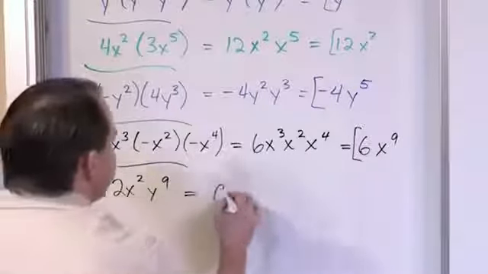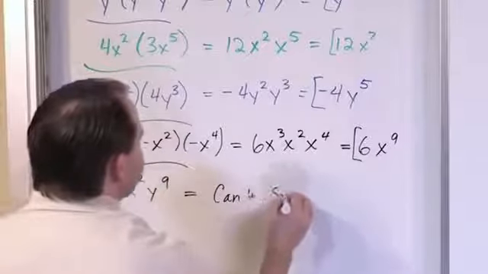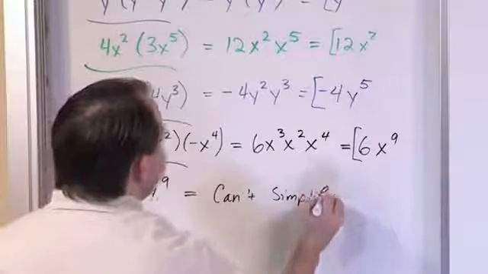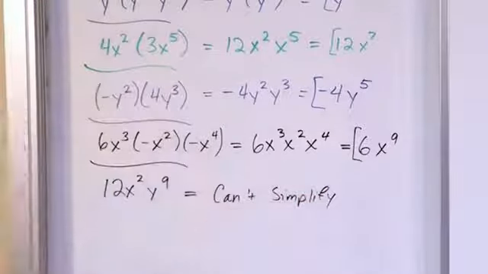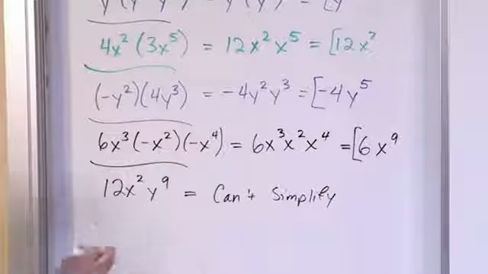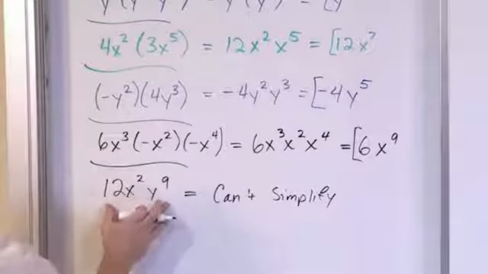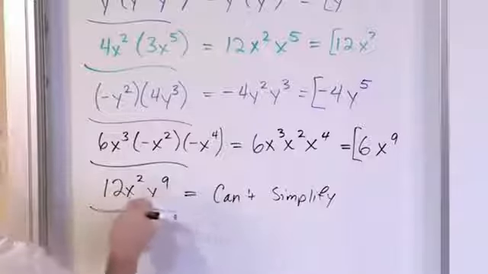So you just say can't simplify. Or you could just write already simplified, or already in simple form. You can't do anything more with it, this is it. You can't simplify this anymore because you can't combine things that are different.